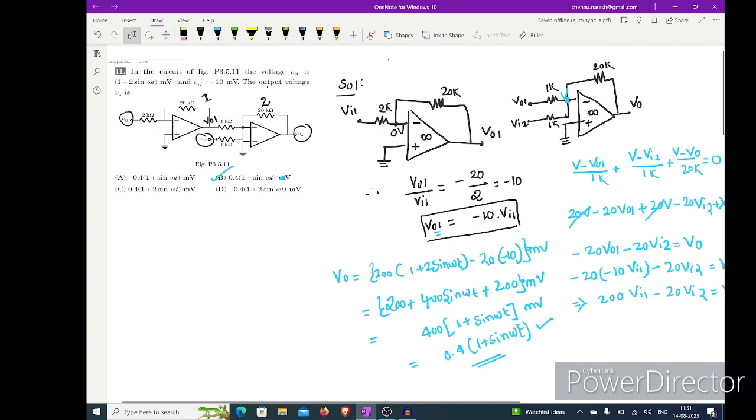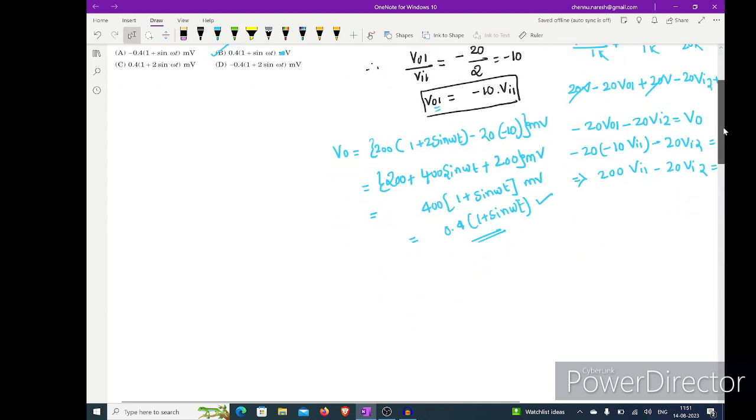So here mainly you take out one circuit's output and connect it to the input of the other circuit and solve the problem. So for our question, the answer is 0.4 times (1 plus sin omega t) in volts. Yeah, we'll move on to the next question.